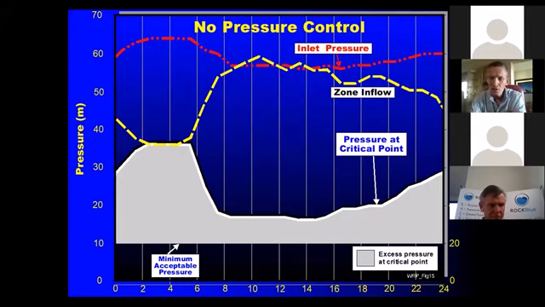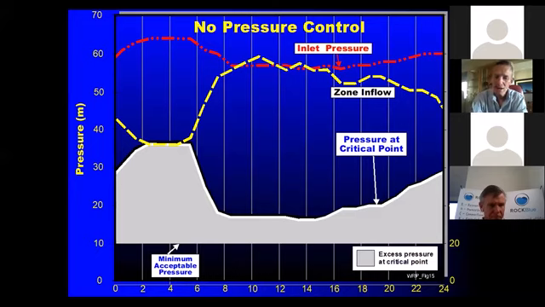This is a zone, this is a 24-hour profile, and don't worry, you don't need to get bogged down too much in the detail. The red line at the top represents the inlet pressure to the zone. The yellow line, which is just below the red line, represents the flow going into the zone.